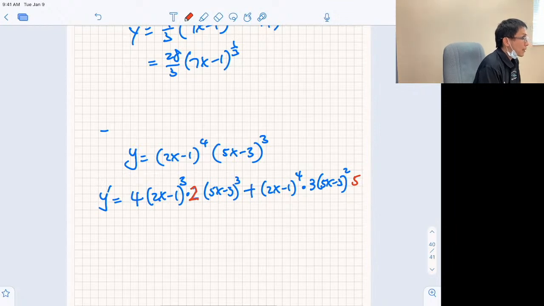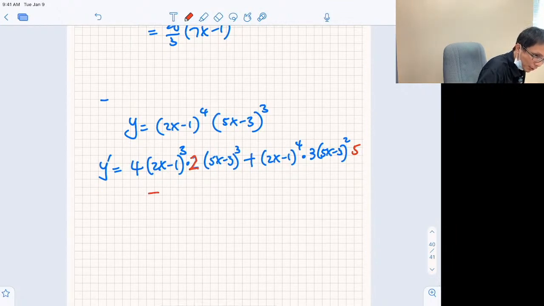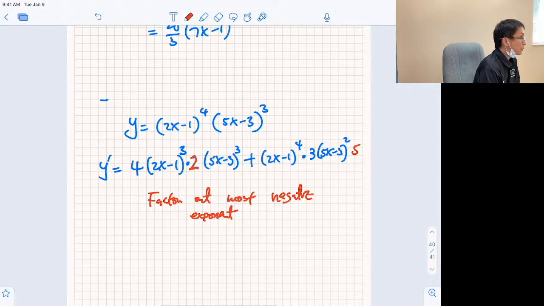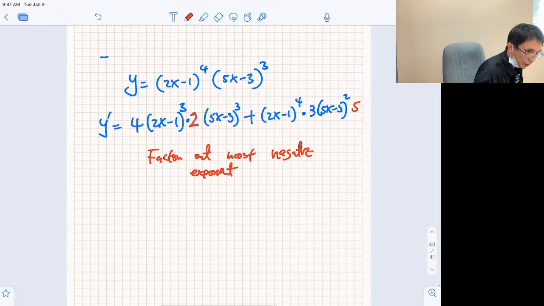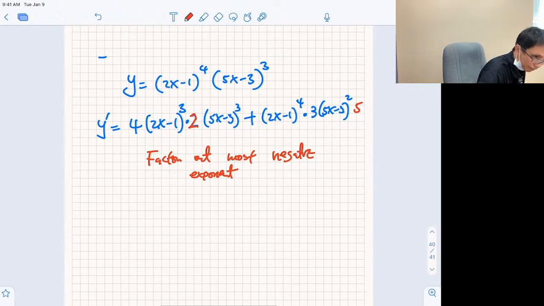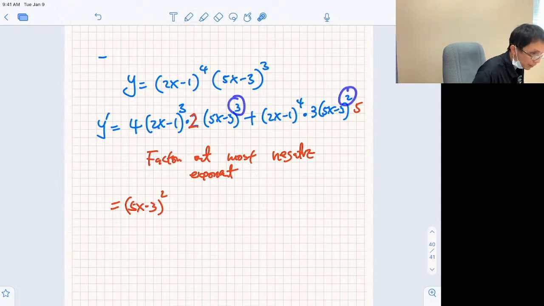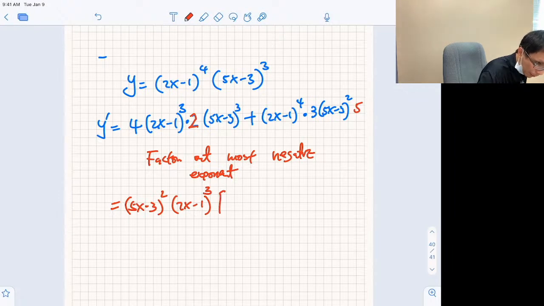Now, how do I simplify this? I'm going to show you how to simplify this, which is to factor out the most negative exponents. So GCF, you look at the GCF. What is the GCF between those two things here? 5x minus 3. Okay, let's do that. 5x minus 3 to which power? The second power. Good, because between 3 and 2, I'm going to take out the second. Are we okay here? And I'm going to take out 2x minus 1. Between 3 and 4, which one am I taking out? 3. And I'm going to put a bracket.